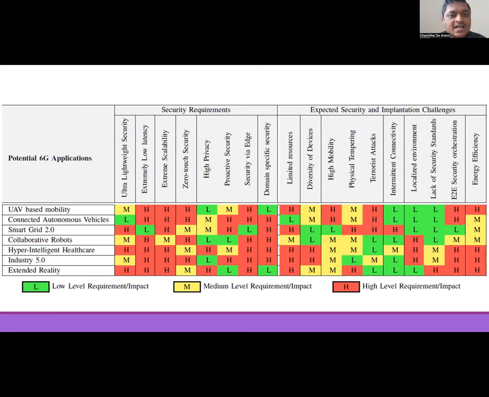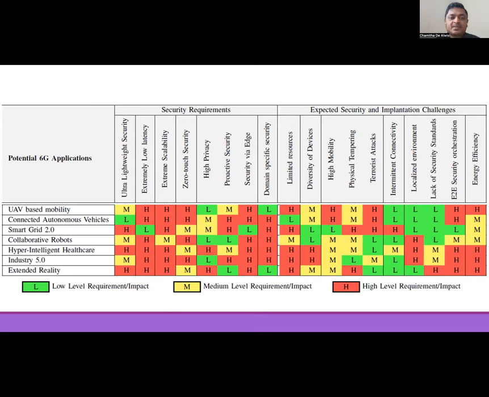So there are many security requirements if we generalize them. The security solutions that are provided should be lightweight. They should have low latency. They should be extremely scalable because of the large number of devices that will be connected. And it is also envisaged that we should move towards zero touch security, so all the security processes, operations and monitoring can be automated, and to ensure high privacy, proactive security, and security at the edge.